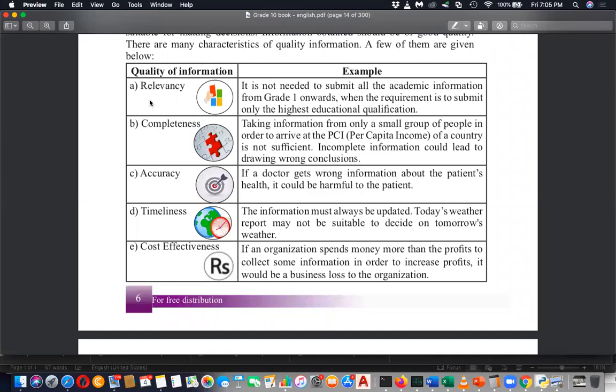It should be relevant. And it should be complete. I cannot tell half of it and leave the other half, or not even check whether it is in the book. So I can't do it like that. It should be complete. Everything should be there. I have to explain everything perfectly.